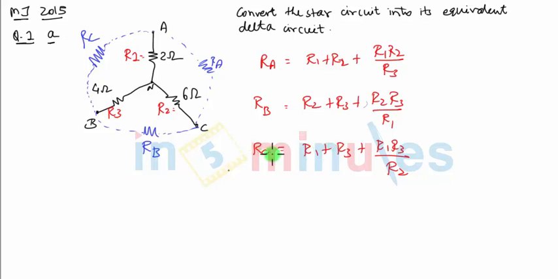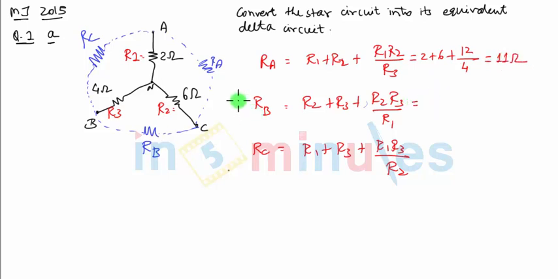So let us find out all the three values and draw the equivalent delta network. As you can see, for R1 and R2, the values given are 2 and 6. So this will be 2 plus 6 plus 2 into 6, that's 12, divided by the third resistance, which is equal to 4. So this will come out to be 11 ohms.